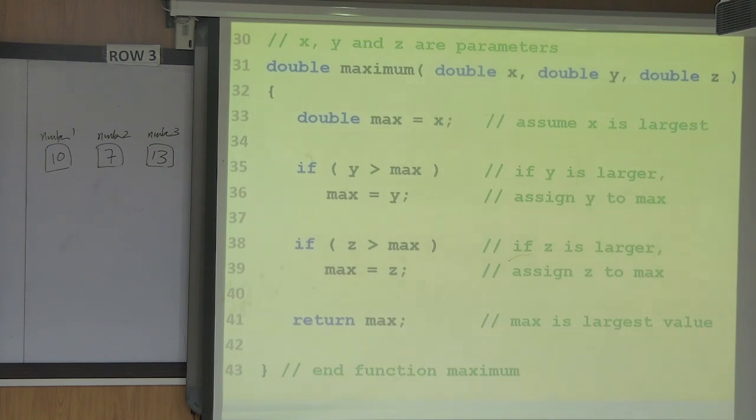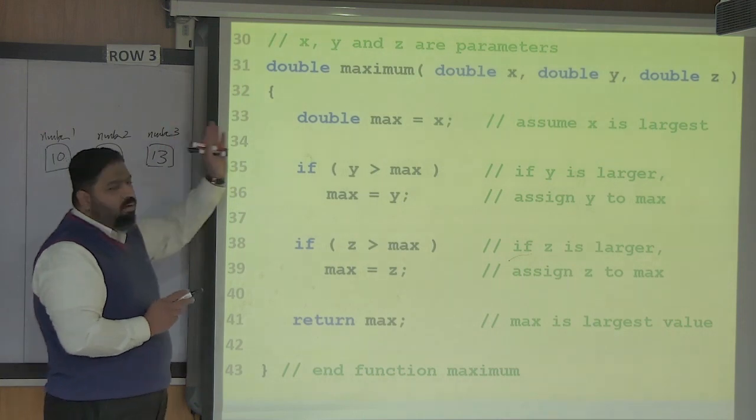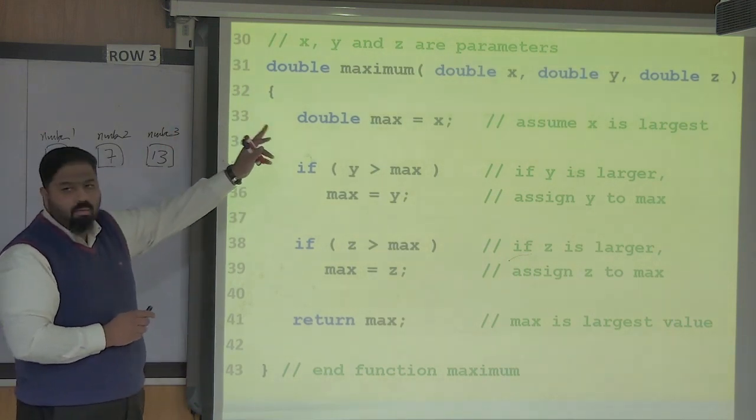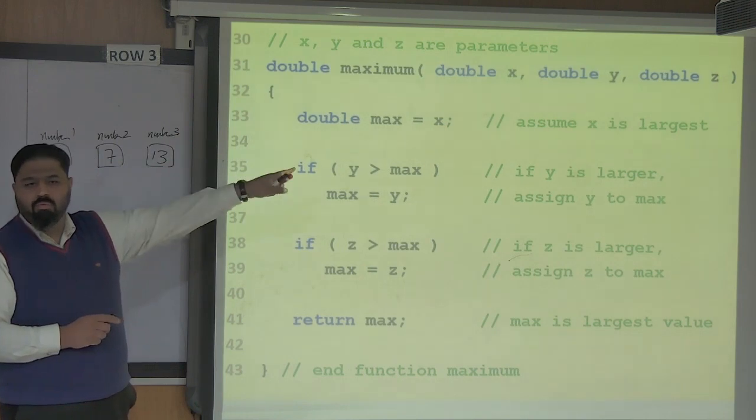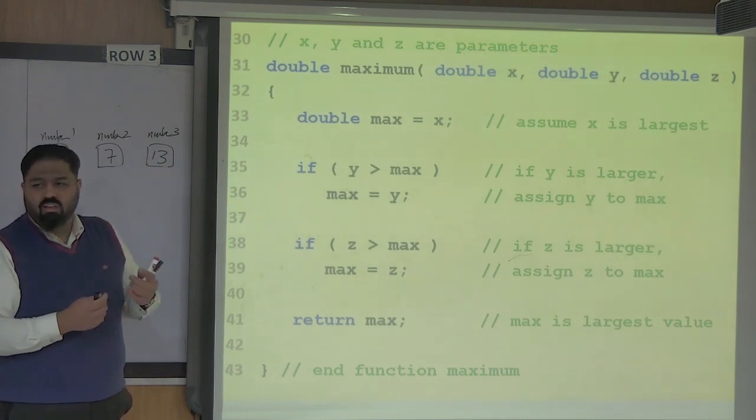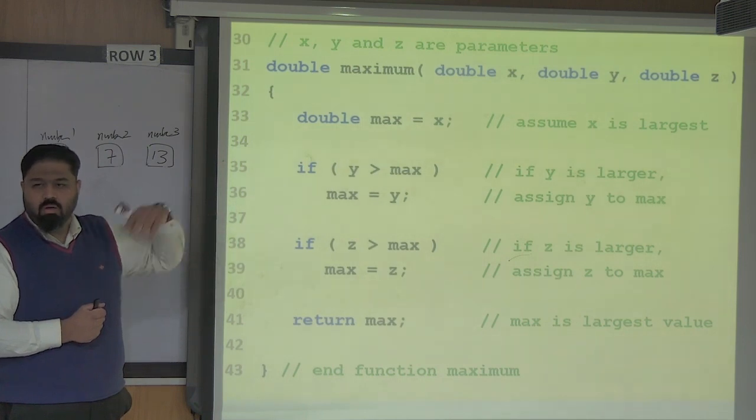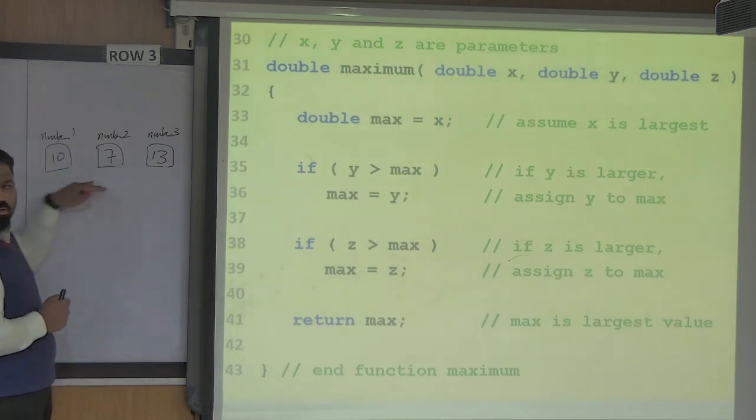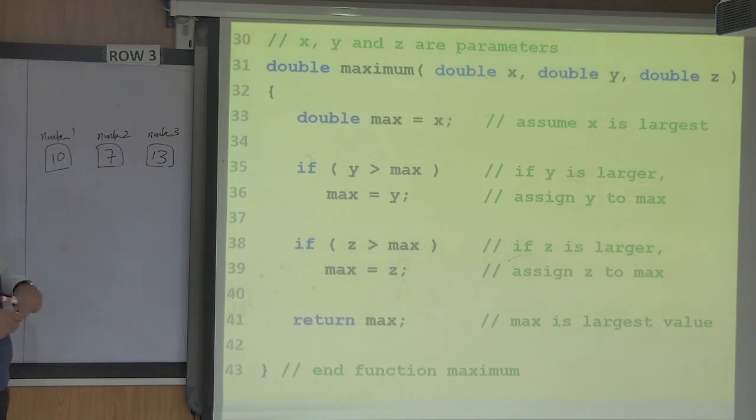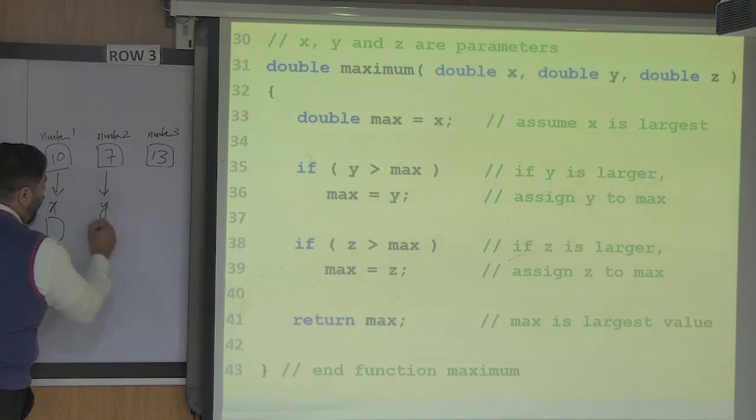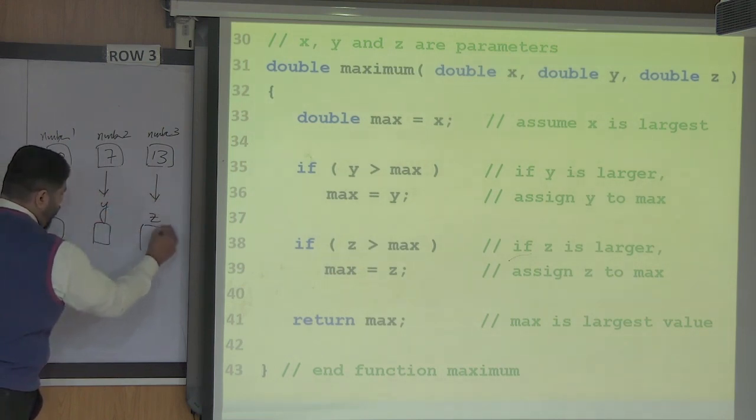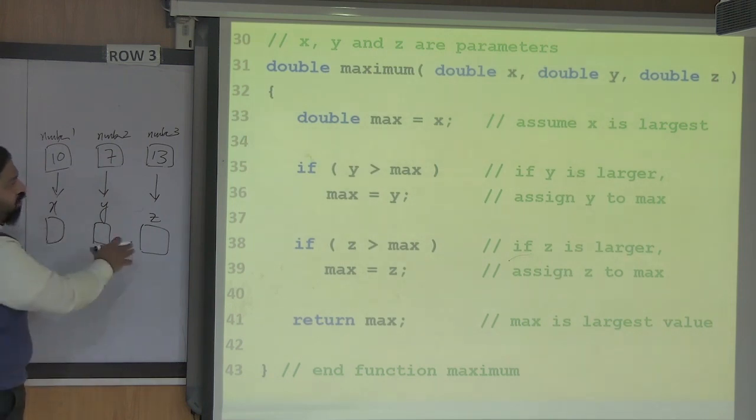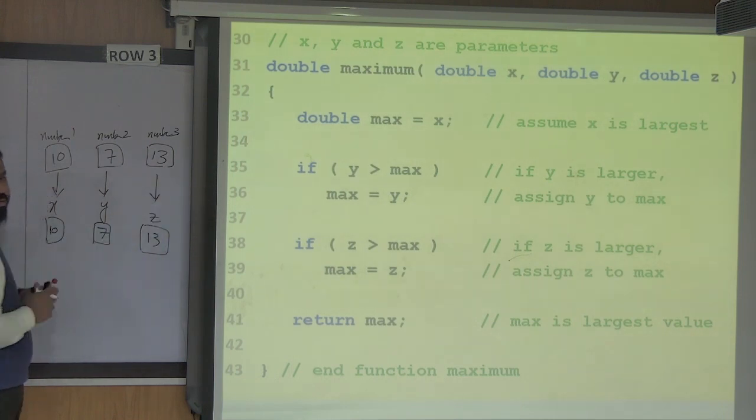Look at the syntax of the definition, the same way you declare it. double maximum, double up variable, we have to write the variable over here. These are the recipients of the data which is sent from the main. What data did main send? Number 1, 2 and 3 respectively, they will be received by the receiving variables x, y and z respectively in the same order. So what are the values of x, y and z at the moment? 10, 7 and 13. So you have the data with you in the function.